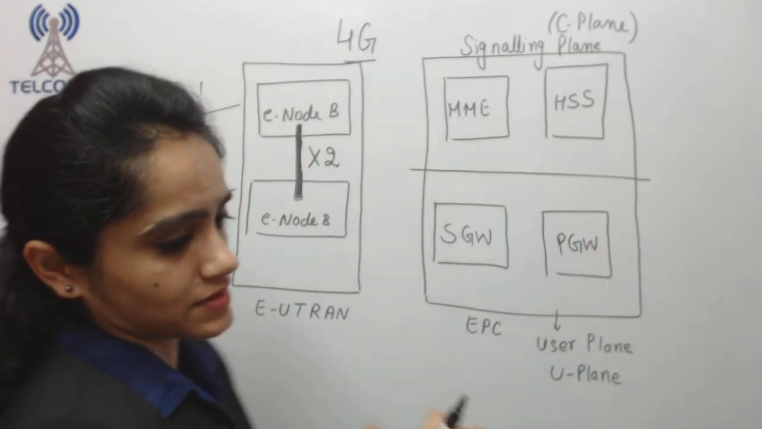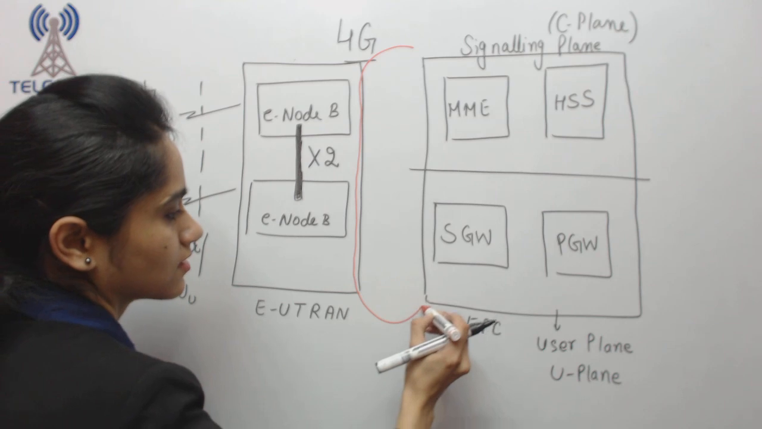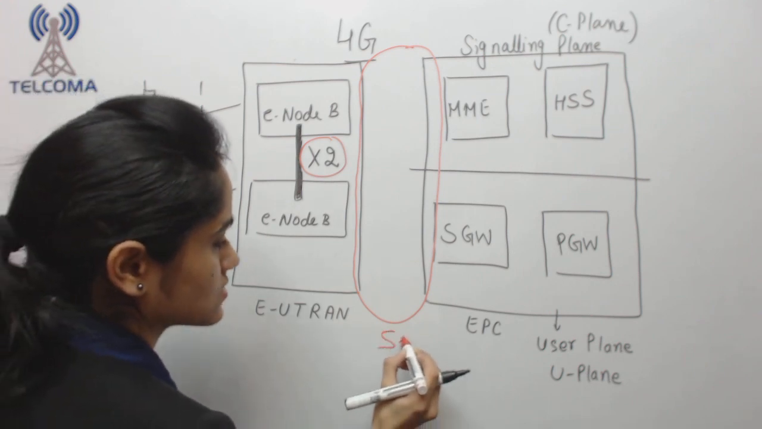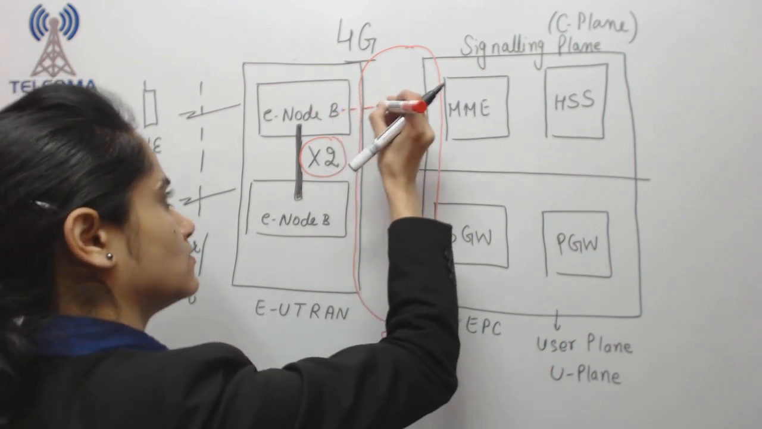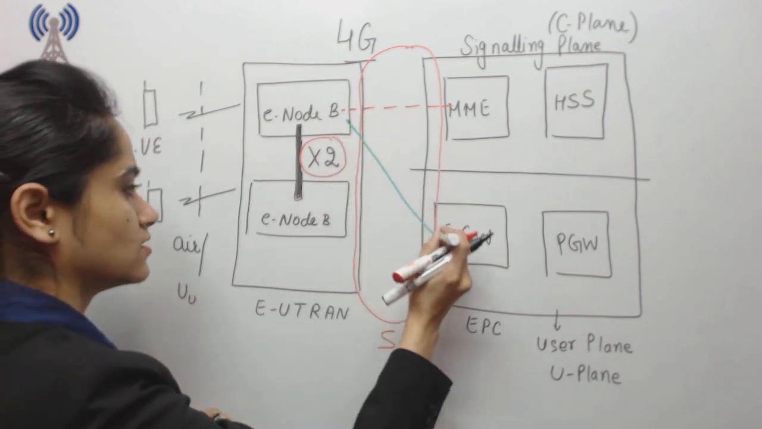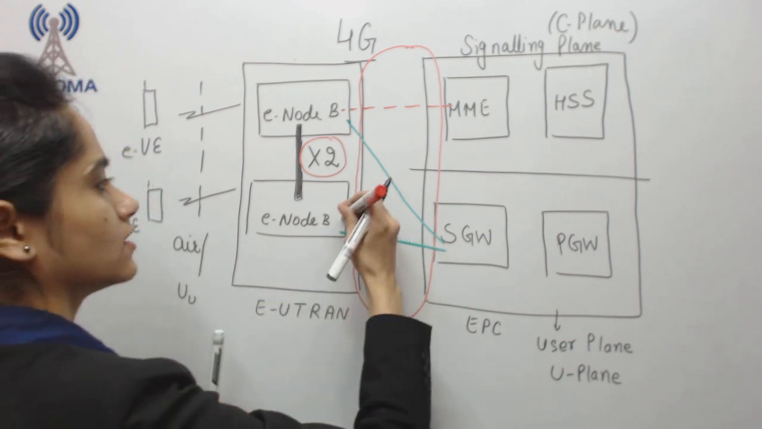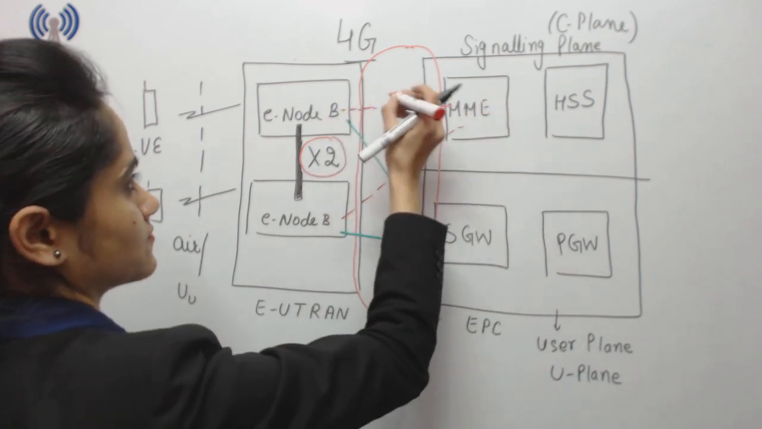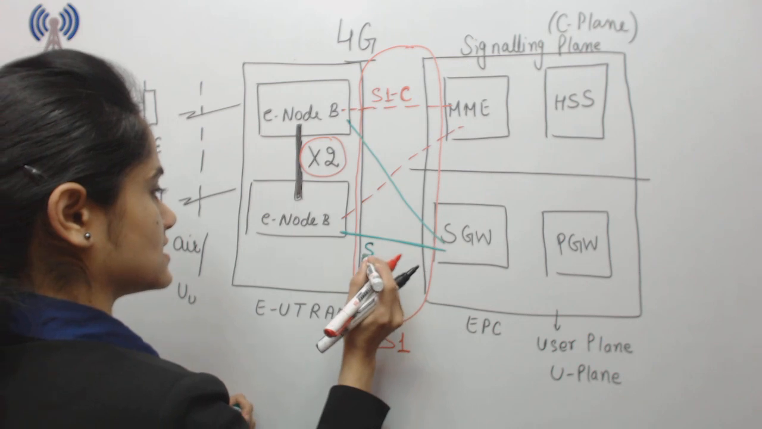Now, if we talk about the interface between the E-UTRAN part and the evolved packet core, this interface is the S1 interface. The other one was the X2 interface. The eNode B is connected to the MME and also to the serving gateway. This one is connected to the serving gateway and this one is connected to the MME. The interface with the MME is S1-C and this one is S1-U.